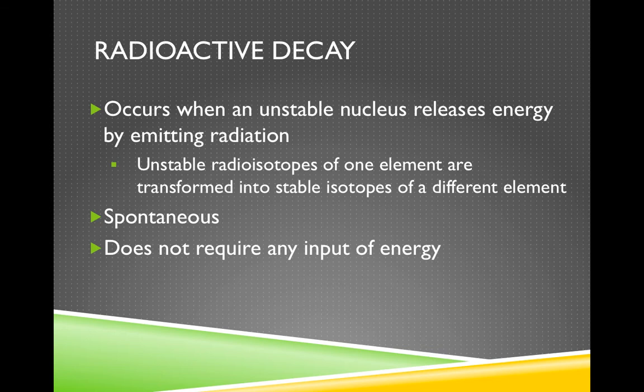Just like when we were talking about the octet rule and electron configurations, all of our atoms are trying to become stable. If they cannot become stable by following the octet rule, they're going to try to follow a different rule. In this case, they're trying to become stable by losing and gaining protons and neutrons to form a different element.